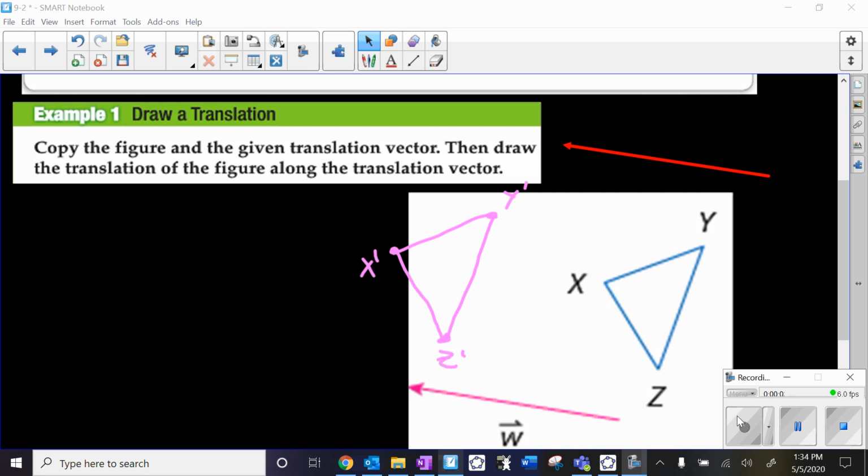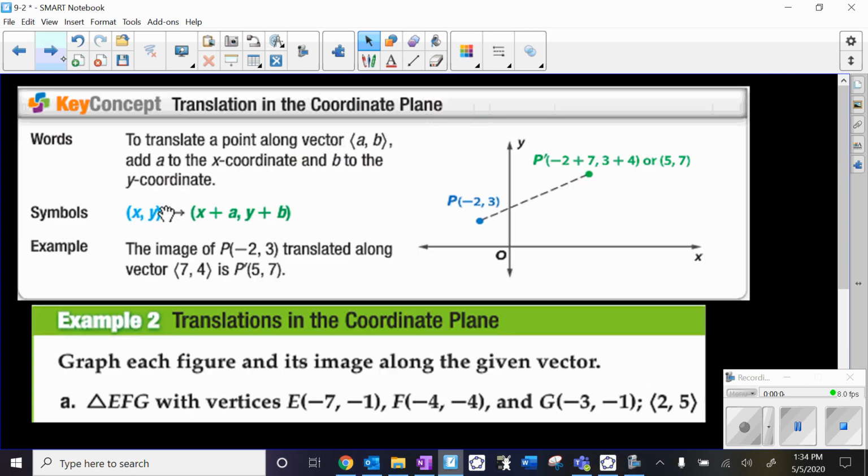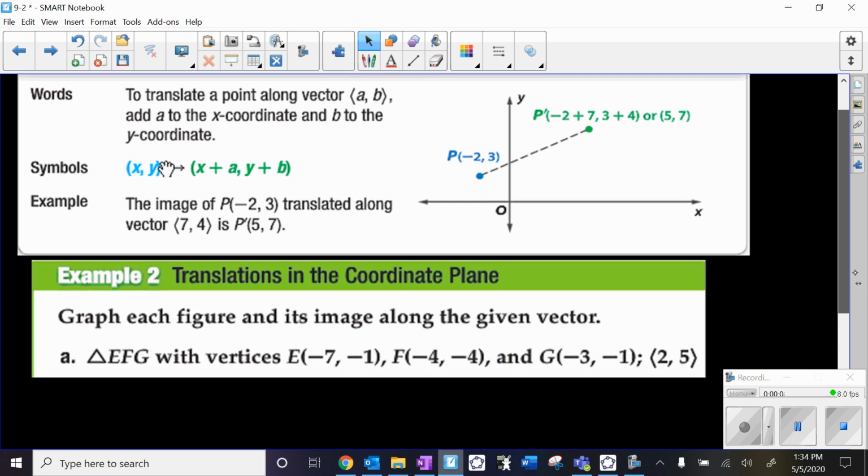Now that we know how to draw translations, we're going to come up with a rule that explains how to find new points for a translation. So your rule on your sheet of paper is going to look like this. I'm going to give you a vector. In this case, they call the vector a comma b.